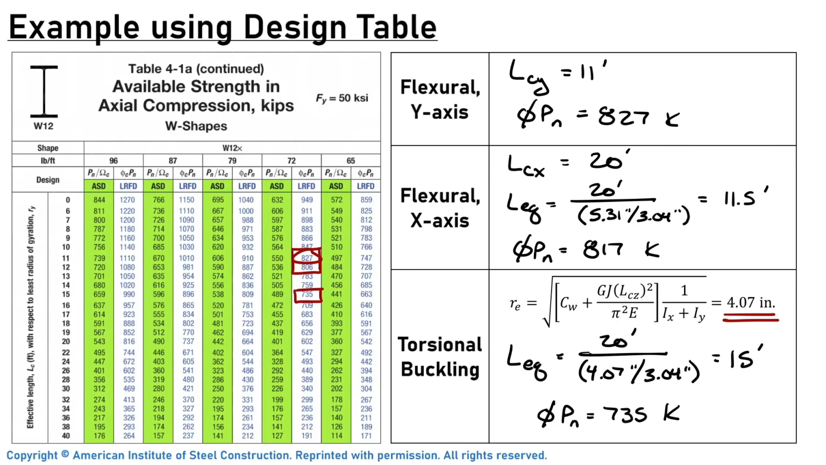So the tables do in fact work. You just have to jump through a few hoops in order to be able to use them for anything other than weak axis buckling. And that's all I have to say about steel in compression for today.